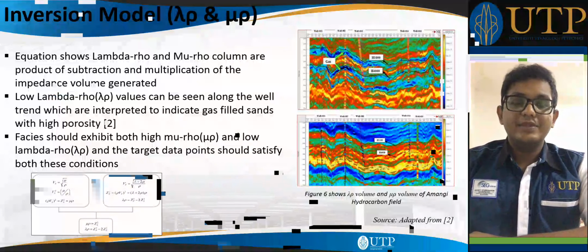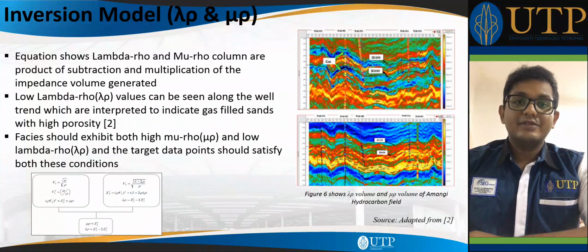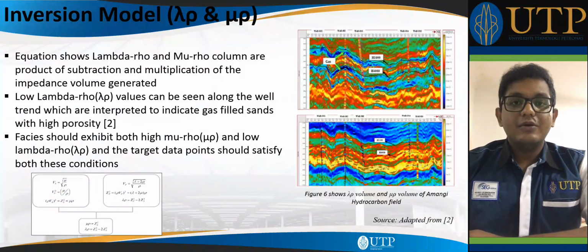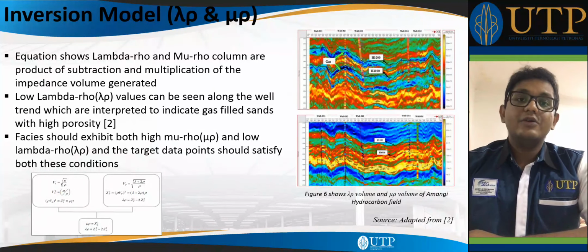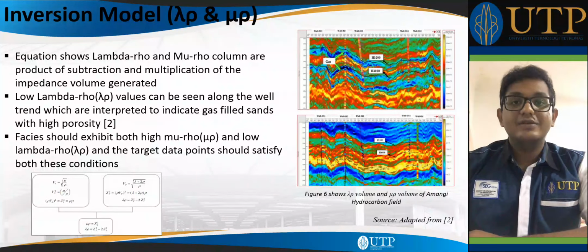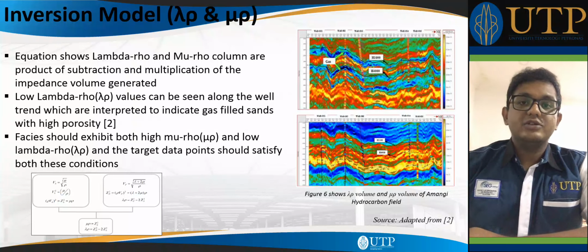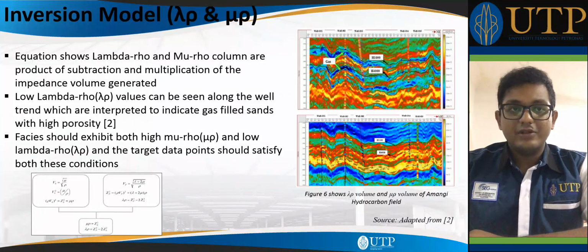Hello everyone, I'm Thenesh Sevoo, and I'll be discussing the expected results and discussion part of this project. Also, I would like to recall our project objective, which is to evaluate the feasibility of Lambda-Rho and Mu-Rho elastic parameters in delineating the hydrocarbon potential of a reservoir by the application of simultaneous inversion. So this discussion part encompasses the inversion model, horizon slicing interpretation, and the cross-plot analysis.